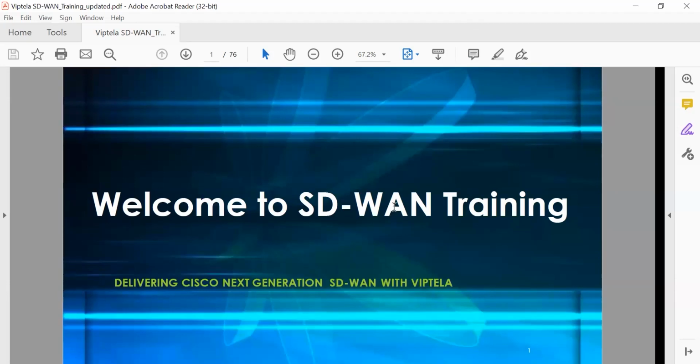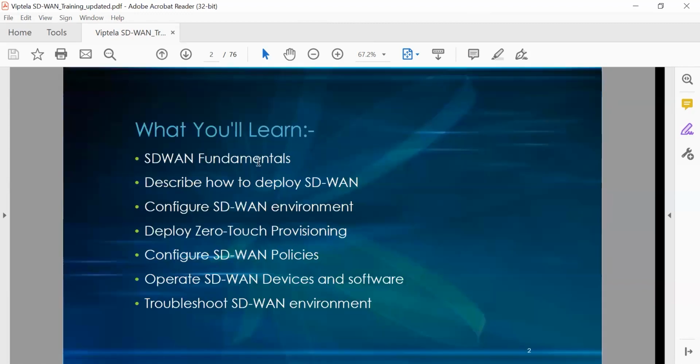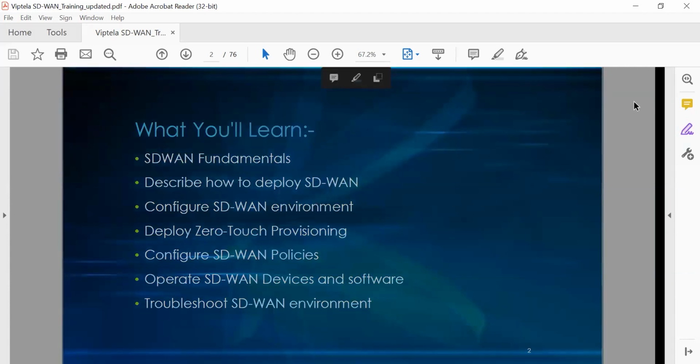So it has, in brief, the contents about SD-WAN as a whole. What is SD-WAN? What are the different topics that we would cover under SD-WAN? If you see SD-WAN fundamentals: what is SD-WAN, why we need SD-WAN, how we implement it, how we deploy SD-WAN. Solely, we will be talking about Cisco Viptela here.